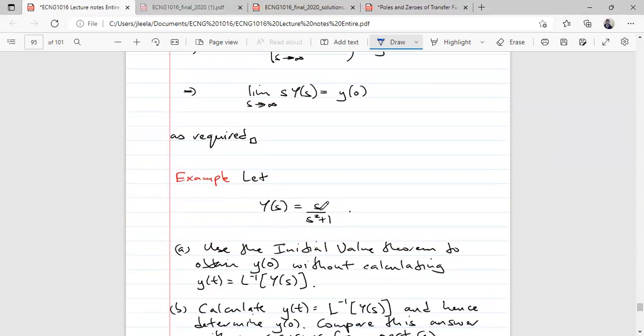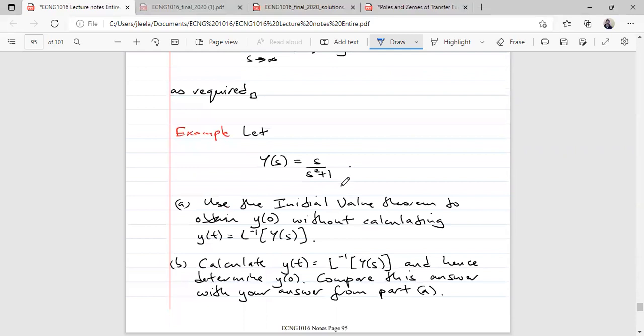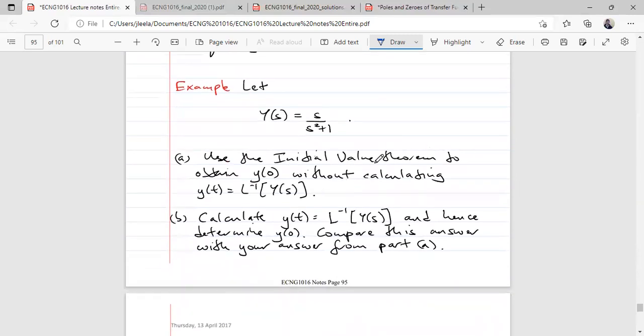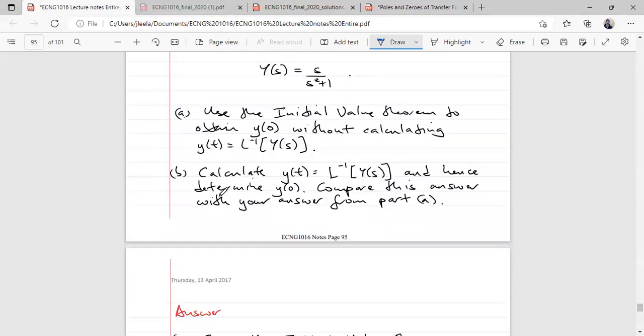Let Y(s) be s over s squared plus 1. Part A: use the initial value theorem to obtain y(0) without calculating the inverse transform of y(t). Part B: calculate the inverse transform of Y(s) and hence determine y(0). Compare this answer with your answer from part A. So you'll see that the two answers correspond.